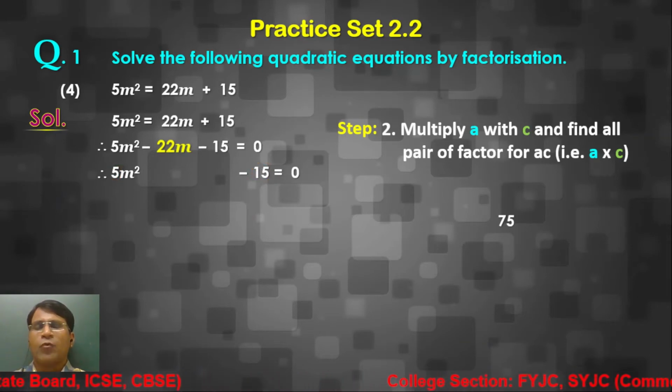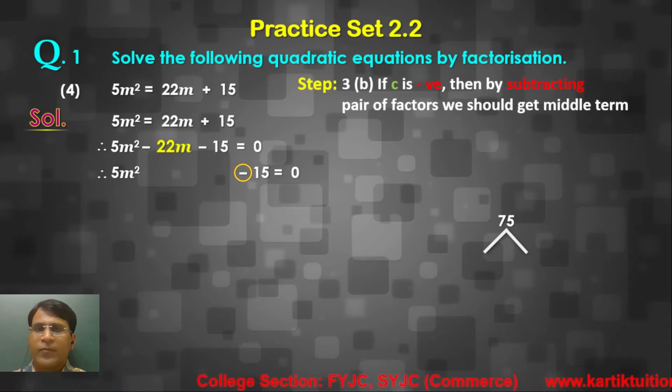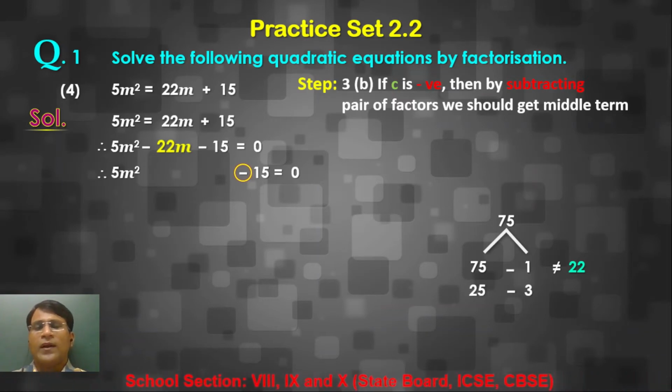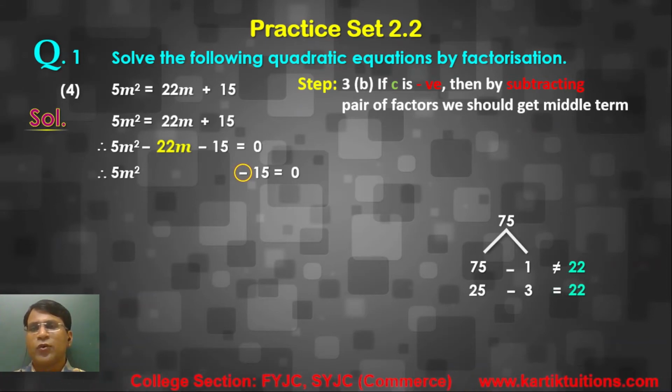The third step, I am going to check the sign before the constant term. The sign here is what? It is minus. So in other words, if c is negative, we have to subtract the pair of factors to get the middle term. Now let us start preparing the list of all pairs of factors. 75 we get by 75 into 1. But 75 minus 1 will not give us 22. So this factor will not help us. Let's try the next pair of factors. It is 25 into 3. Now 25 minus 3 gives us 22, and our middle term is also 22.